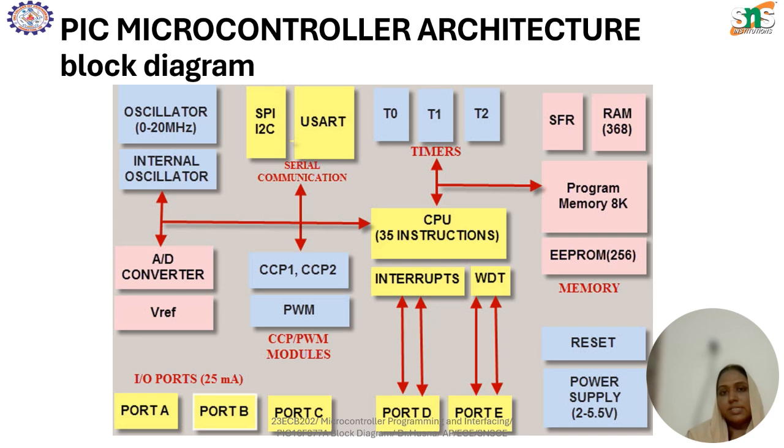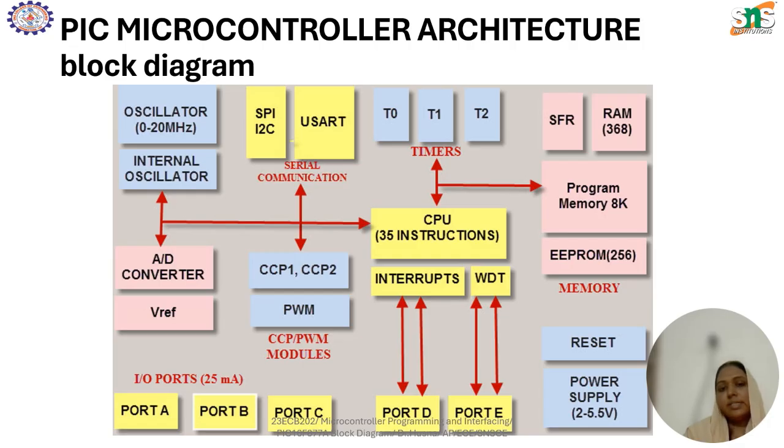Special function register is a predefined register which is dedicated to controlling microcontroller functions such as status, port, and tris. Tris is a tri-state on and off register. Next is a GPR, general purpose register. This register is used to perform the arithmetic operations, data manipulation, and storing the immediate results.